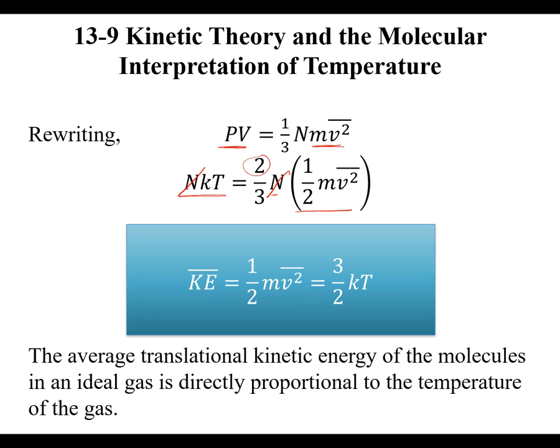Now, when you solve problems using the kinetic theory, you may be given the kinetic energy and need the velocity. You might be given the kinetic energy and need the temperature, or you might be given the temperature and need the velocity. Any one of these three parts of the equation are all equal to each other, so you can use any part of it that you need for the question that you're given.